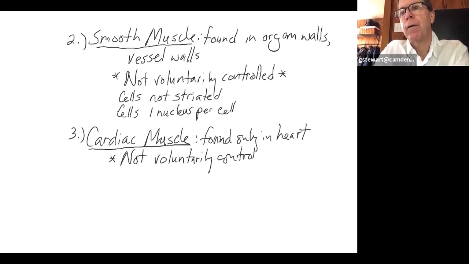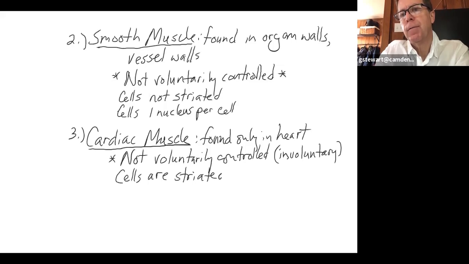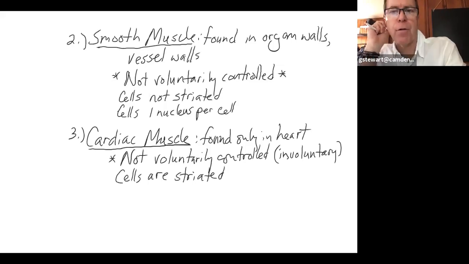I'll write that word out in case I use that word on the quiz. It means the same thing. That's supposed to be an N, involuntary. So that's similar to smooth muscle in that case, but the cells are striated. So that makes it similar to skeletal muscle. They have a striped appearance. That has to do with the way they actually contract.